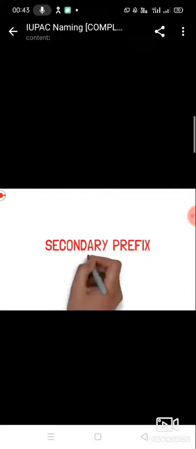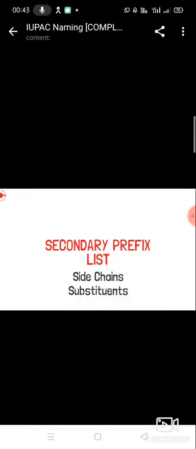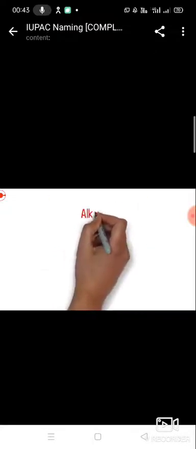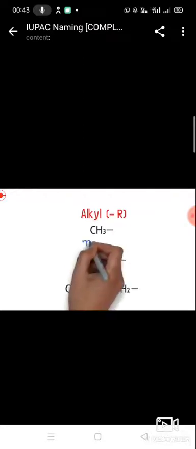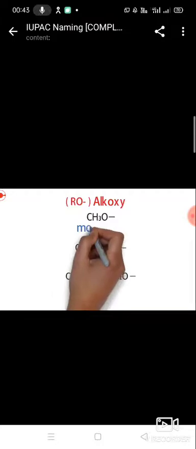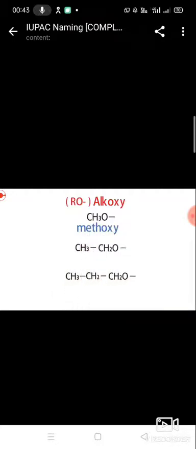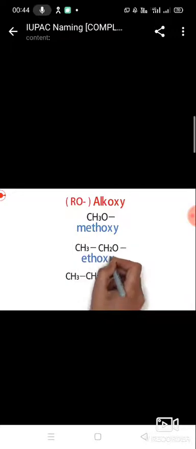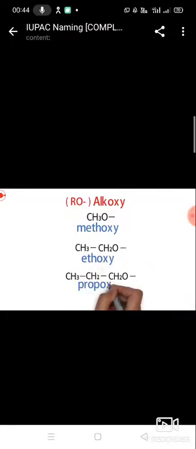Once again you can recall the secondary prefix. Secondary prefix is actually side chain and substituents. Alkyl group is known as R: methyl, ethyl, propyl. If you remove one hydrogen from the hydrocarbon, we'll get methyl. Alkoxy means CH3O. If you add oxygen to the methyl group, that is alkoxy. You add oxygen to the alkyl group, that is alkoxy.